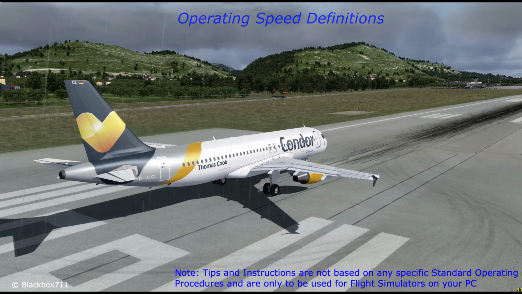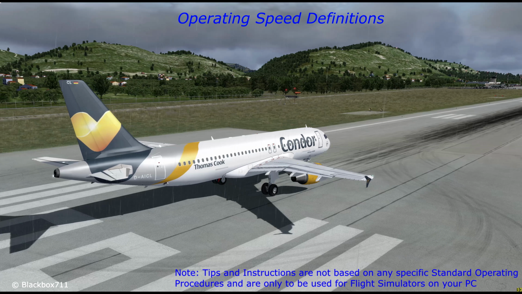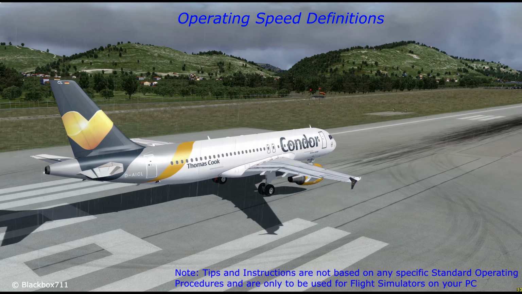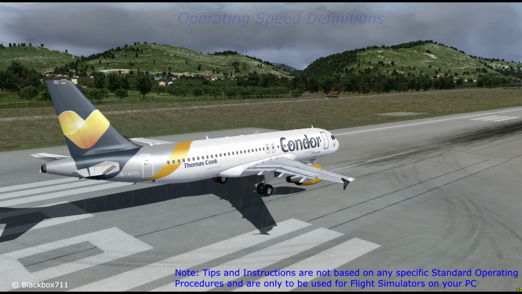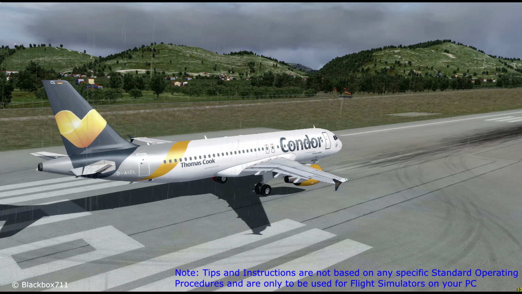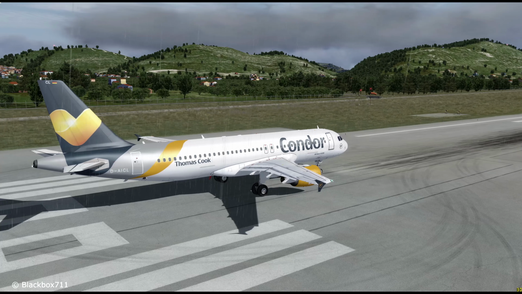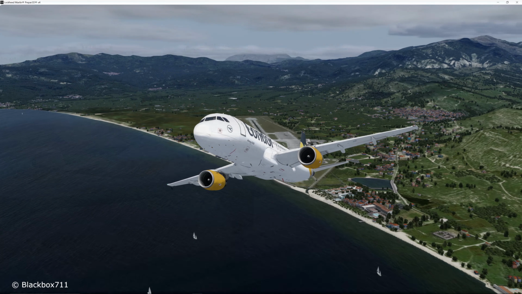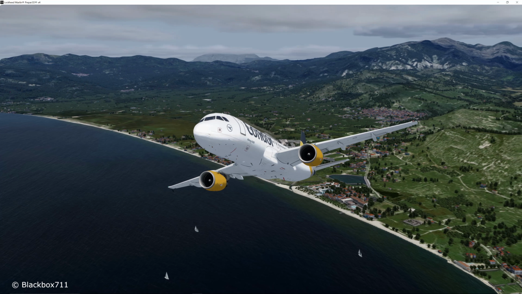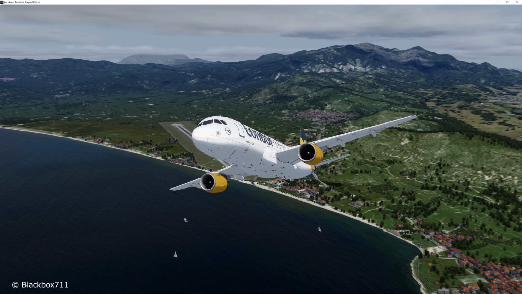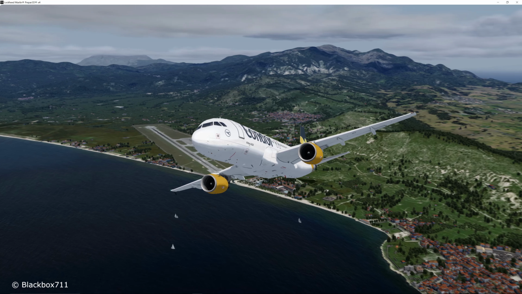Another video, and this time it's about the A320X operating speed definitions. I know it sounds kind of boring, but trust me, there are some speeds that you'll need to know about, especially when it comes to the symbols on the primary flight display or the different abbreviations in the MCDU.